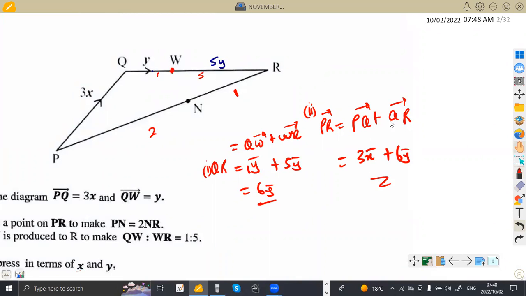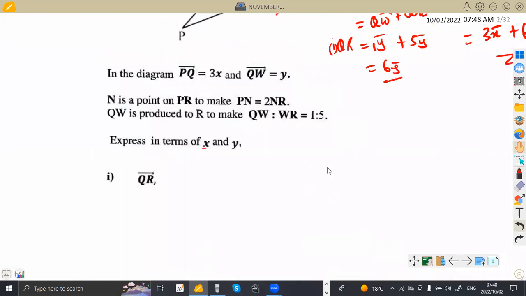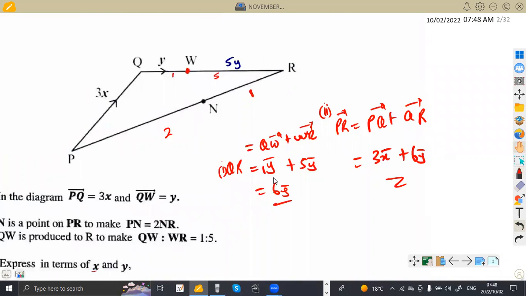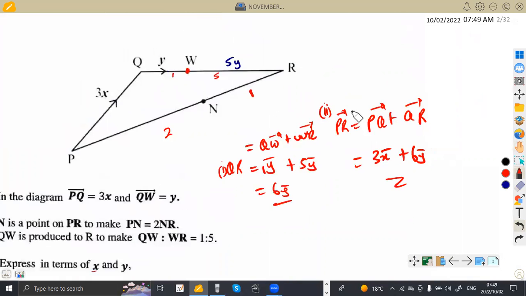So this was direct again. Let's see the other part. So this part, yes, fine. Let's see the next page here. The other part now is to find PN, which is item 3. So we need to find the vector PN from P to N here.